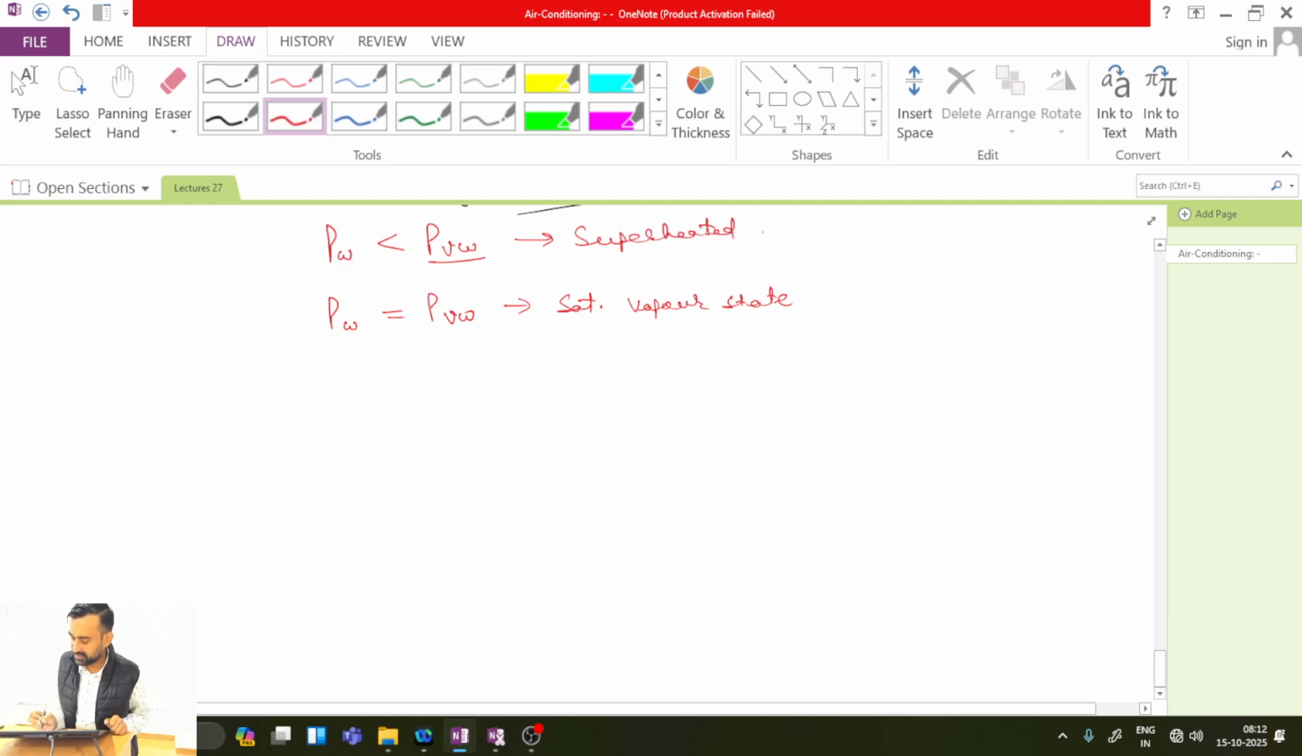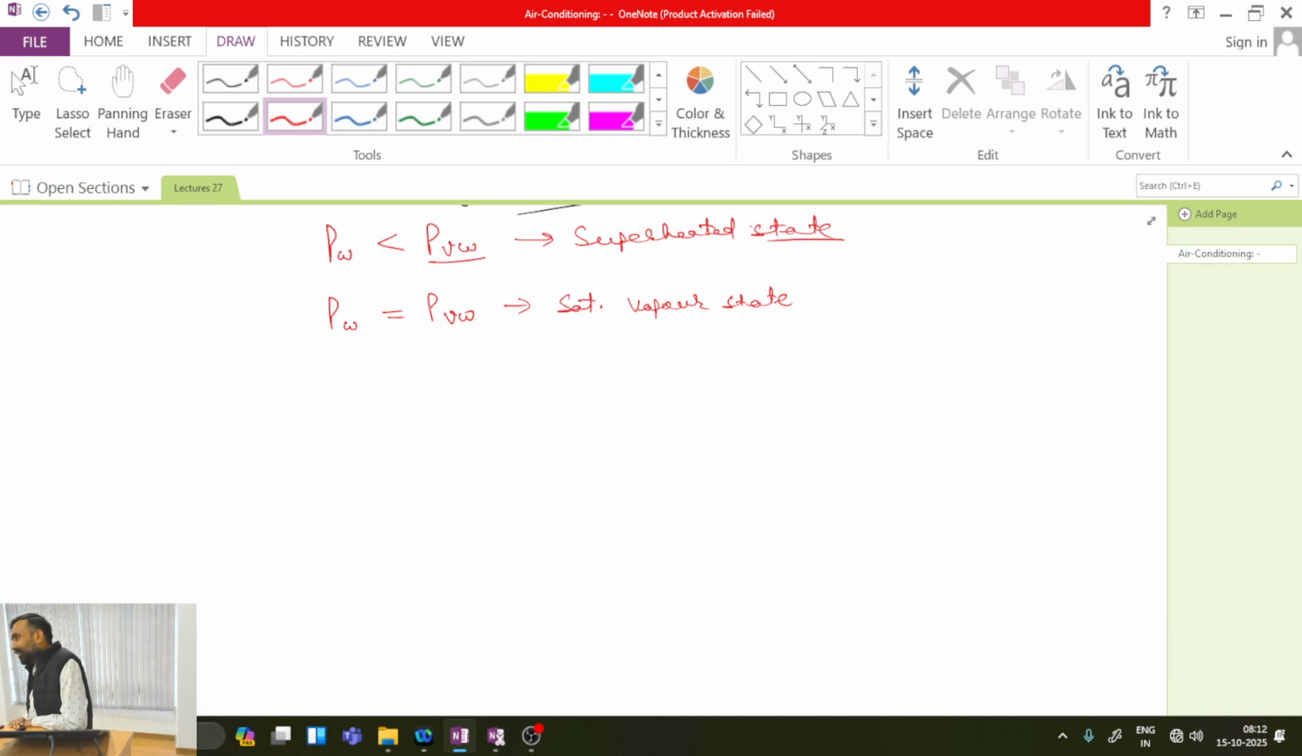You see, you are sitting in this room. Can you tell me, is this room having saturated air? No, because if it had saturated air, there would be a lot of moisture content. Now, if I start cooling this room air, what will initially happen? Initially, upon cooling, the temperature will decrease.